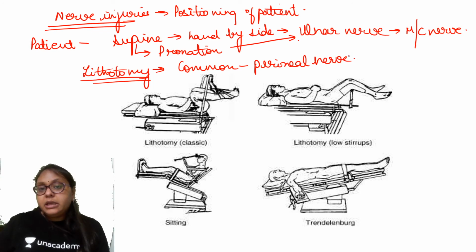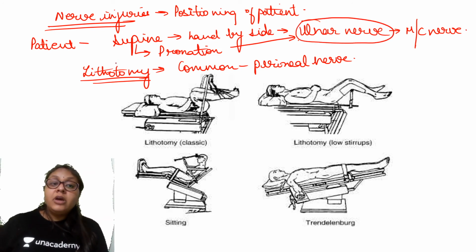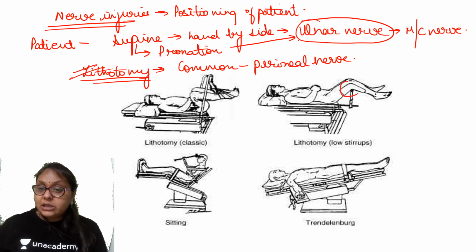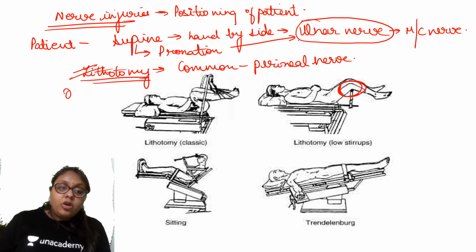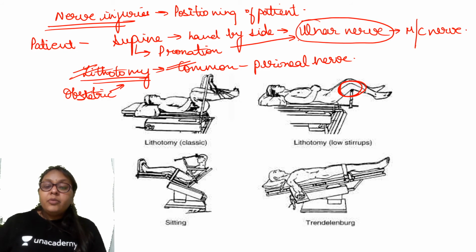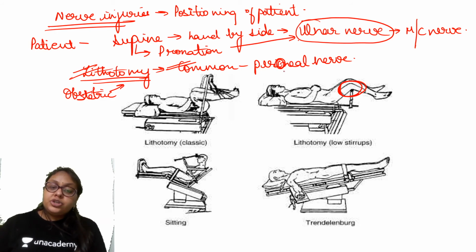Okay, remember these two things. In the supine position, whenever the patient is in the supine position, the common nerve injured is the ulnar nerve. Lithotomy position, see, lithotomy position. In obstetric patients, what happens? It is in the lithotomy position. The most common nerve to be injured is the common peroneal nerve.